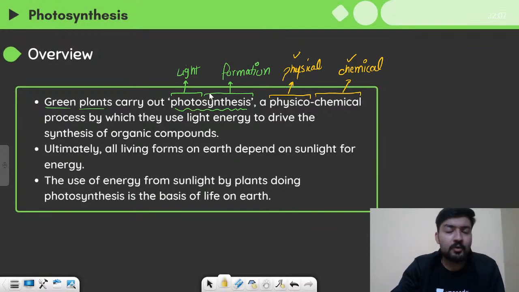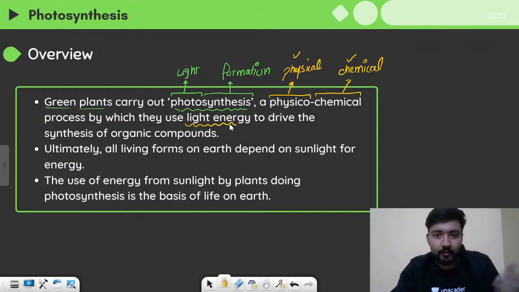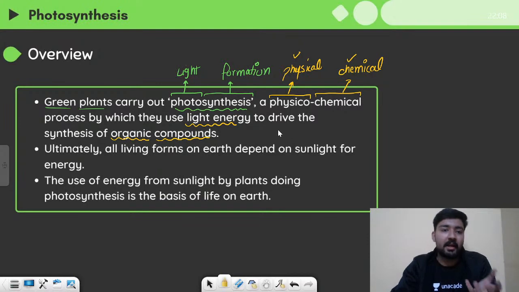So photosynthesis is a physico-chemical process in which we use light energy from the sun to drive the synthesis of organic compounds, right? Organic compounds are the compounds which are made up of carbon basically. So light energy is used to make organic compounds. So ultimately all life forms on the earth depend on sunlight for energy. See, all the energy coming from the sun is used by us.